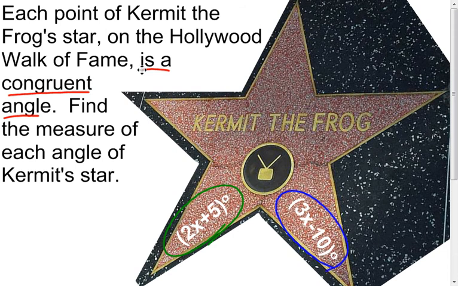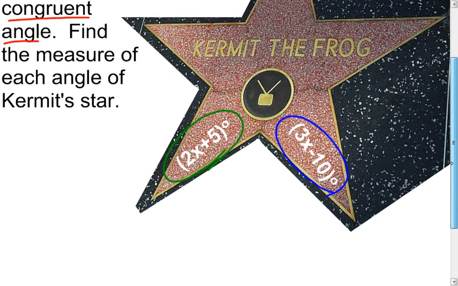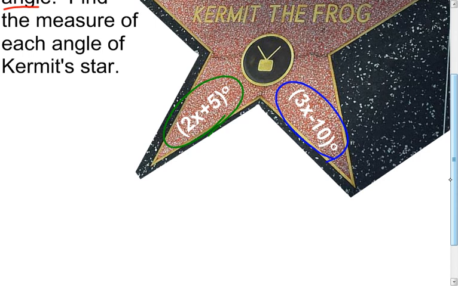Well, if those angles are congruent, that tells us that their measures have to be equal. What I like to do is I like to just write down what I said. I just said that these two angles are equal. Well, the one angle is 2x plus 5. The other angle is 3x minus 10. And I just said to myself, well, they're equal in measure. So then write the equation that says that those two angles are equal.